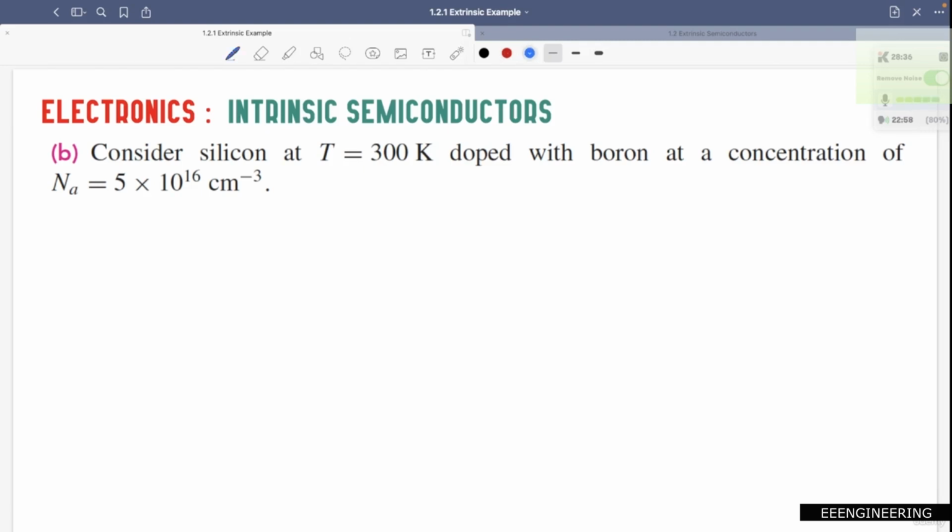And again, let me remind you that Ni, which is the intrinsic carrier concentration for silicon, is about 1.5 times 10 to 10. So the logic in here is exactly the same. Since Na is a lot greater than the Ni value, we can easily conclude that P0, which is the hole concentration, is approximately equal to Na.